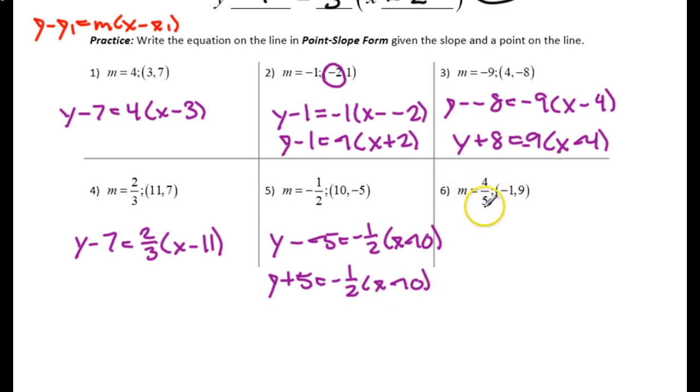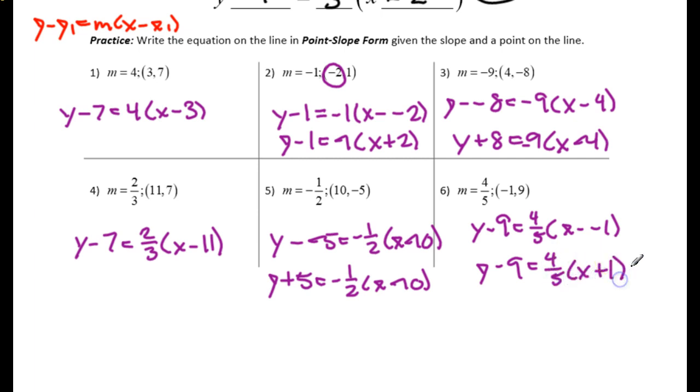This has a slope of 4/5, and it goes to the point -1, 9. So we're going to do y minus, our y is 9, equals 4/5 is the m, we plug that in, parentheses x minus, -1. Let's clean it up a little bit. Y minus 9 equals 4/5 times x plus 1.